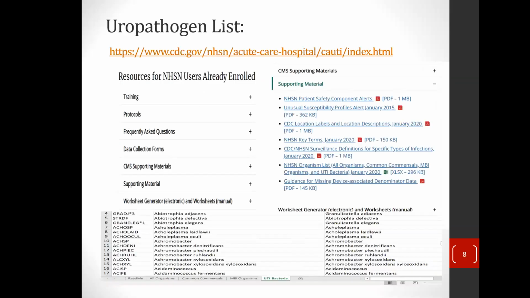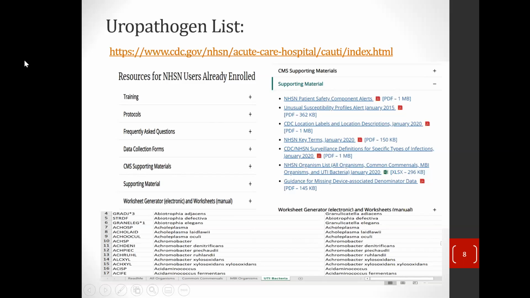So I mentioned that it has to be a bacteria. It can't just be a bacteria. It has to be a bacteria that is on the uropathogen list. So the uropathogen list is on the NHSN website, that even if you aren't reporting to NHSN, you can get to all this information just the same. I've got the link up there, cdc.gov/NHSN, and then if you're acute care hospital, and then you look in the CAUTI section.